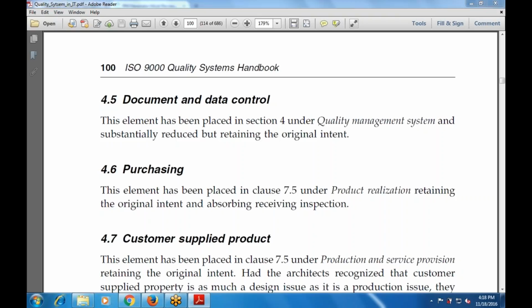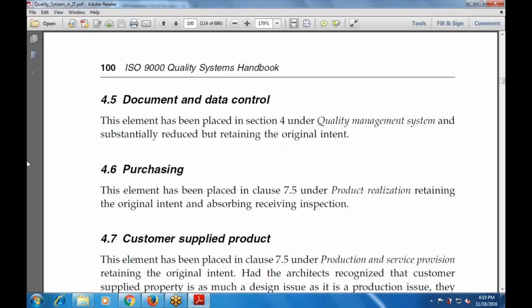The criteria used with document and data control. This element is used in section number 4 under quality management. That is how to control the data, what are the various steps used in quality control management, used in the quality management system, where the content was reduced but retained the original meaning.